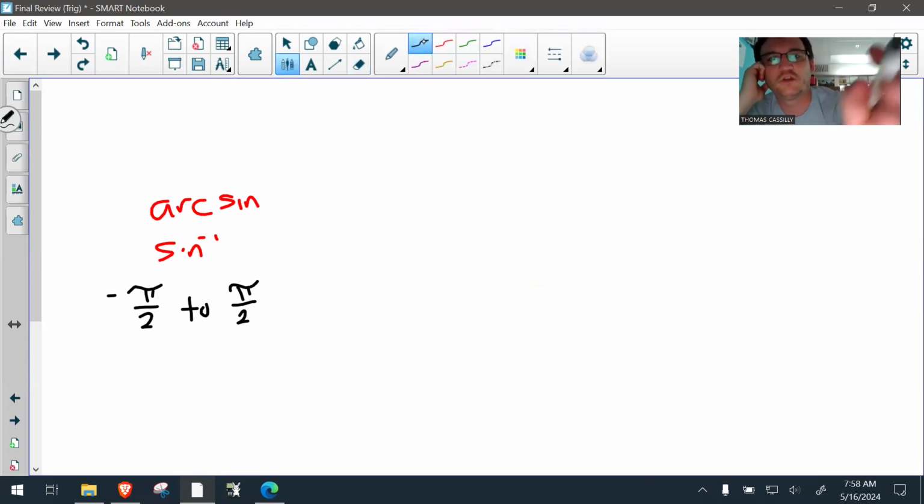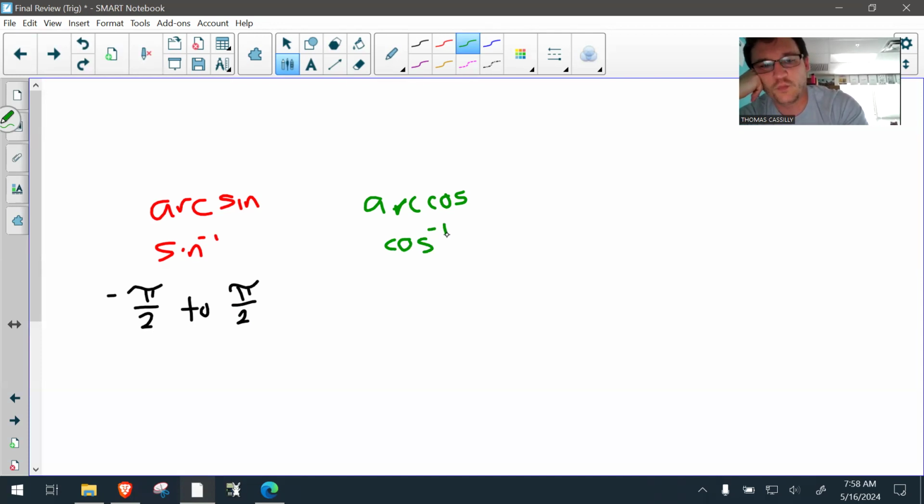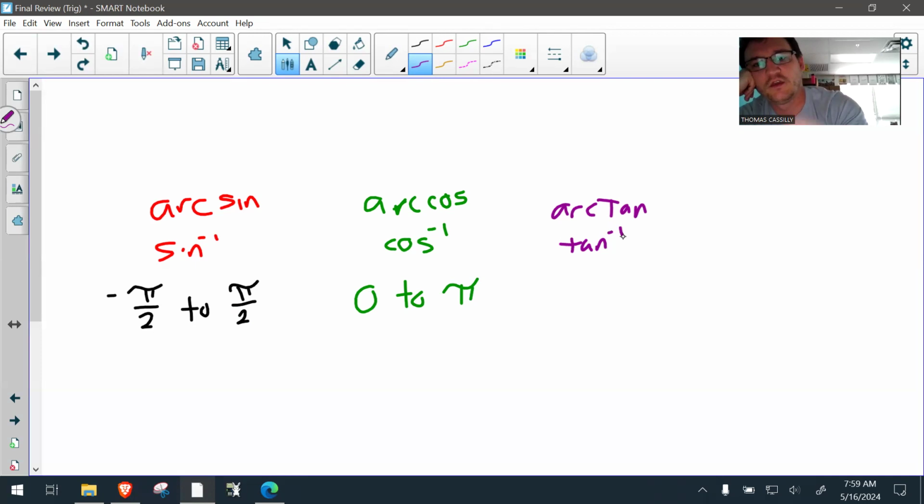And similarly, we can do the same thing for cosine. So we say the arc cosine, or cosine inverse, right? We can restrict this one from 0 to pi. And then with tangent, same kind of thing. Arc tangent, inverse tangent, again, same thing. We're going to restrict this one to negative pi over 2 to positive pi over 2.